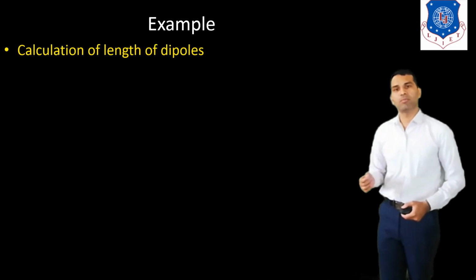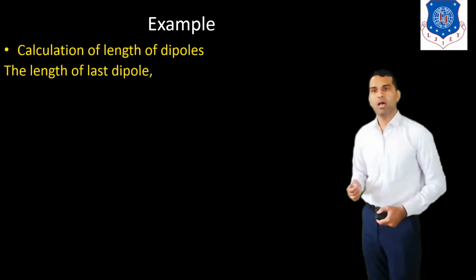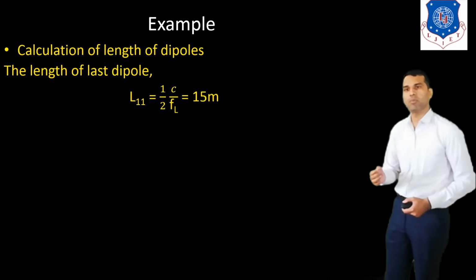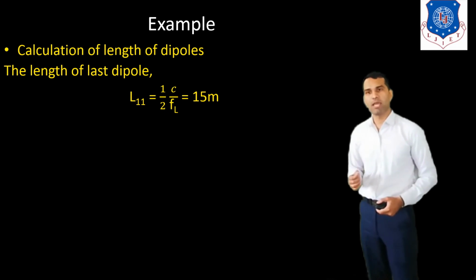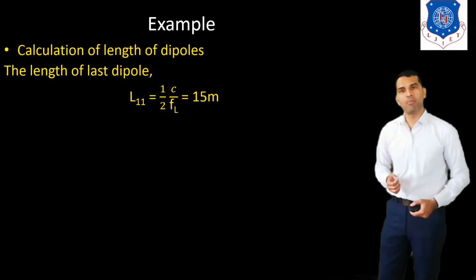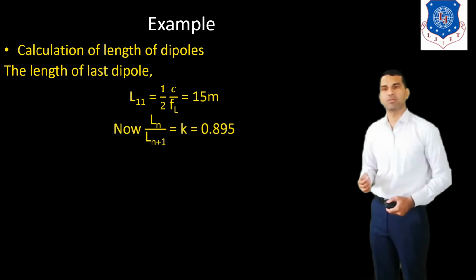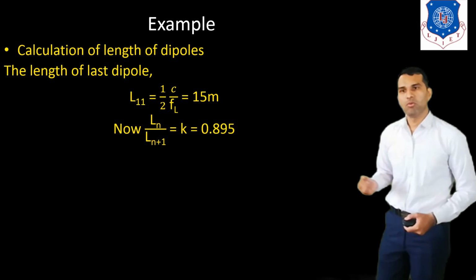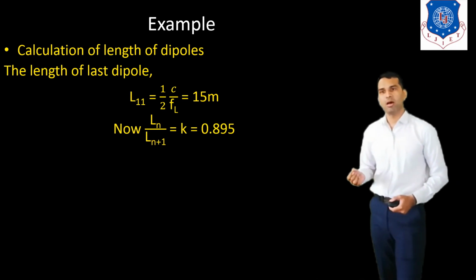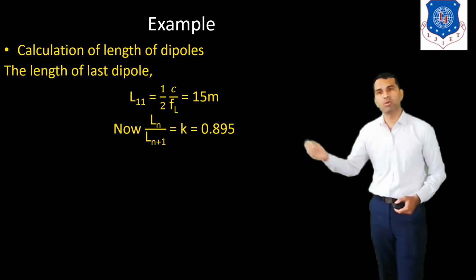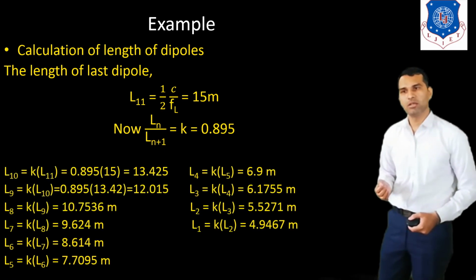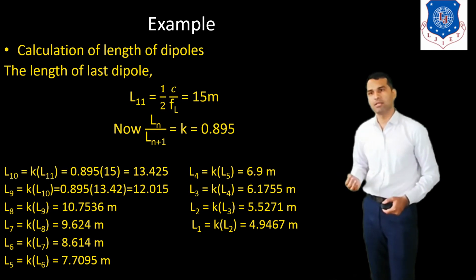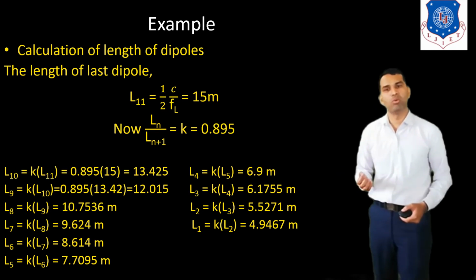Now we calculate the length of the dipoles. The length of the last dipole we can calculate by using this equation: L11 is equal to 1 upon 2 into c by Fl. Now we have the value of Fl, so we get L11, that means the length of the last dipole, as 15 meters. Now we know the relationship Ln upon L(n+1) is equal to k, and we have the value of k equal to 0.895.